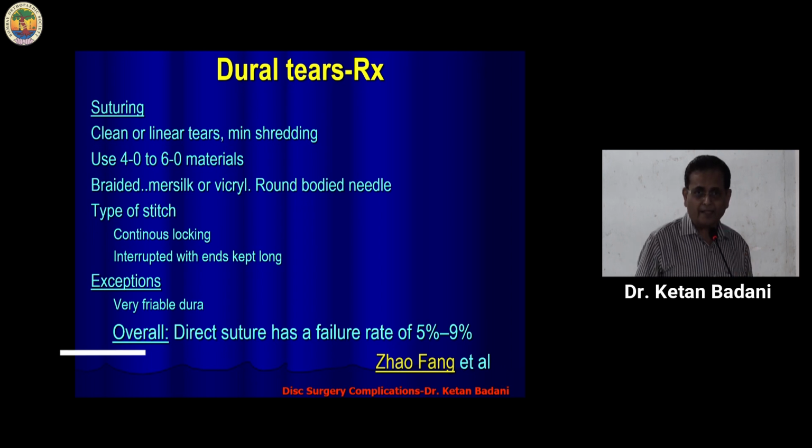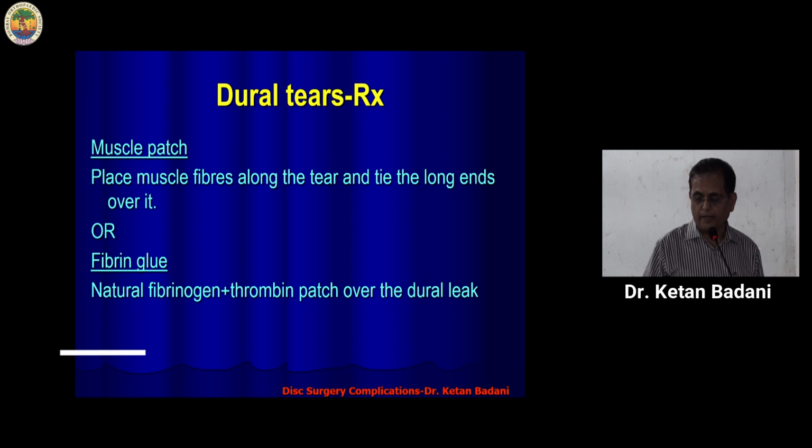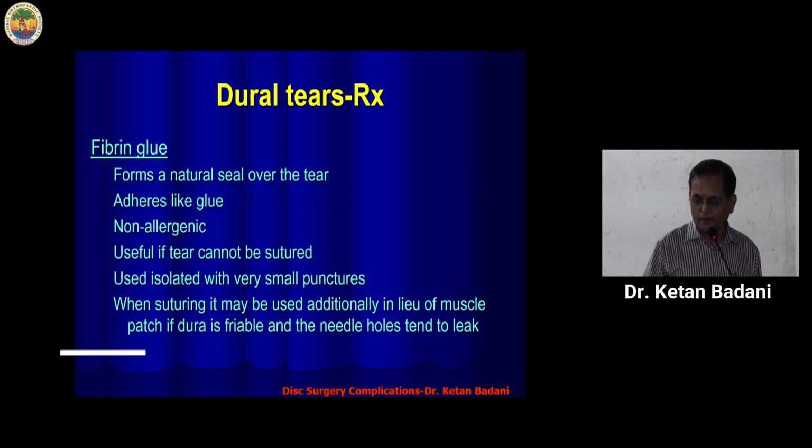Overall, even direct suturing has been shown to have a failure rate of over 5 to 9%. Muscle patch is used as an adjuvant usually to dural tears, not isolated, and it's stitched over the dura, as I will show you. And fibrin glue is another modality available. It was very popular some time ago, and it was thought to be like a panacea for dural tears, but that's not the case. It is not by itself sufficient.